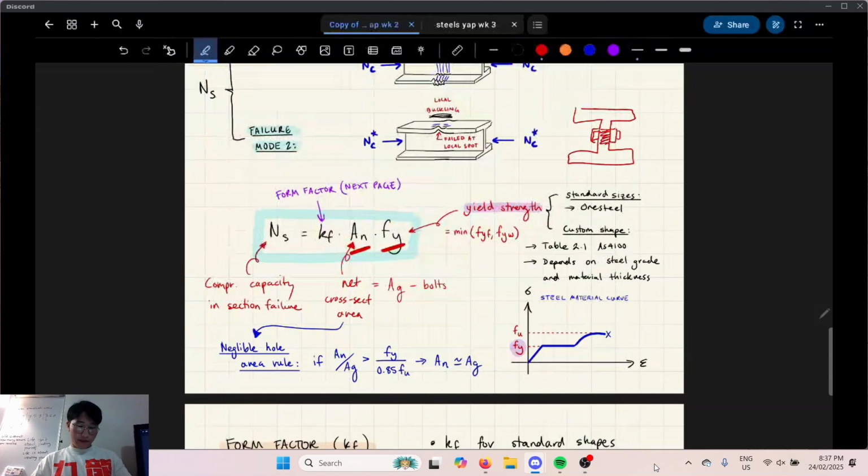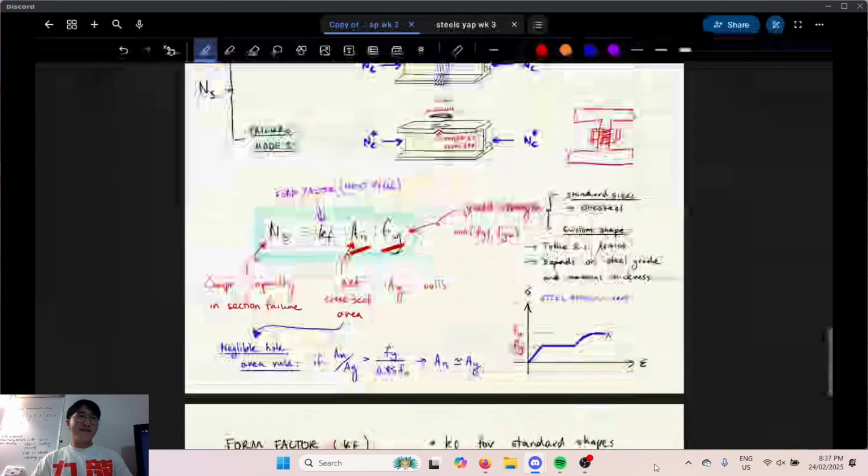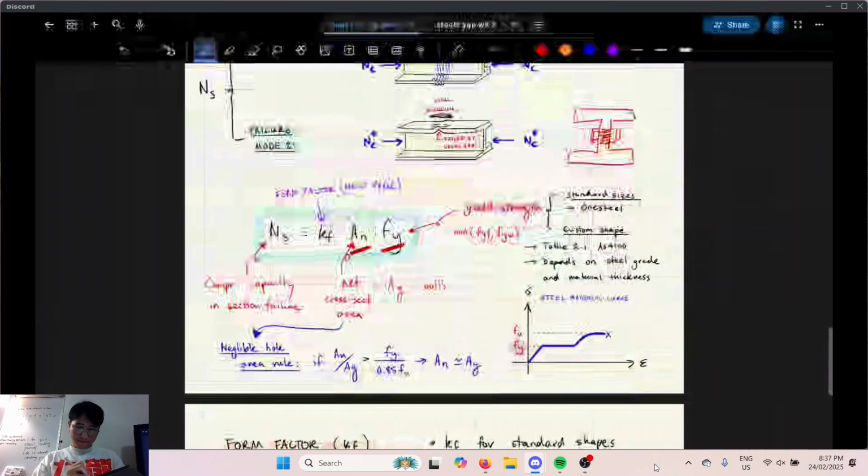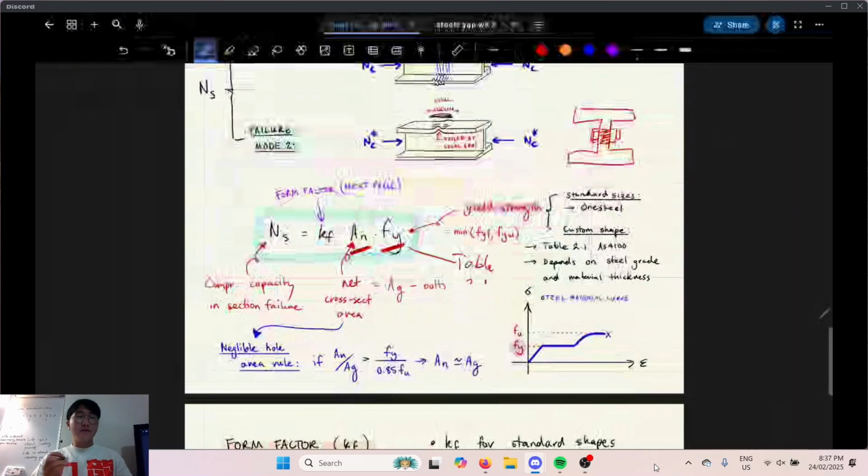Okay, what's FY? Yield strength. Pretty much, there's nothing more to it, really. It's just whatever you get from table 2.1. You check the grade of your steel, so this is like grade 300 steel, 350, whatever. Look at the table.